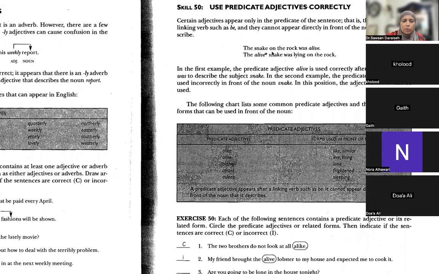There's an asterisk here, and we have now become used to the idea that when there's an asterisk, it means there's a mistake, right? So this is wrong. This is wrongly used. So I must say the living snake if I want to choose something else here. Okay, that could be used.